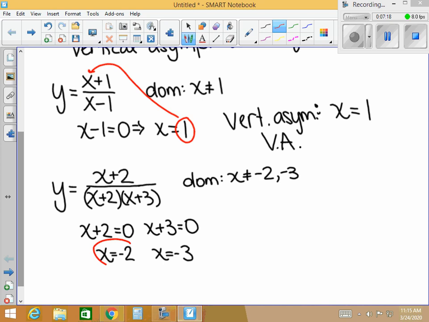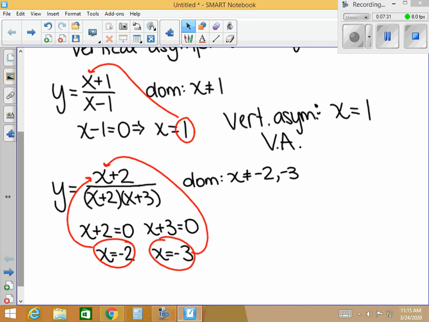Notice if we plug -2 for x into the top, -2 plus 2 is 0. If we plug -3 into the top, -3 plus 2 is -1. While neither of these numbers are in the domain, both numbers have to be avoided. If I ask for f of -2 or f of -3, you would say that does not exist. Those numbers aren't in the domain.